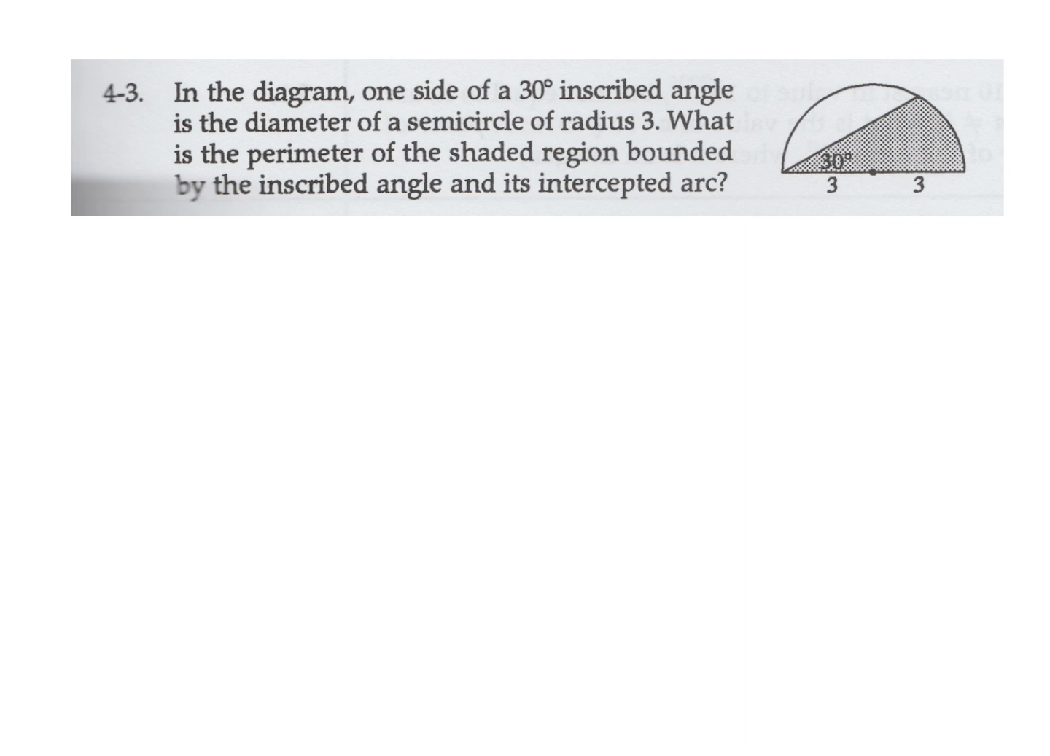In the diagram, one side of a 30-degree inscribed angle is the diameter of a semicircle of radius 3. What is the perimeter of the shaded region bounded by the inscribed angle and its intercepted arc? All right, so we want the perimeter. This side we already know is 6, so we'll put that there. Then we're going to have to add this side. I'll call it H, because it looks like a hypotenuse. And this, of course, is an arc, so I'll just write A for arc. That's what I have to figure out.